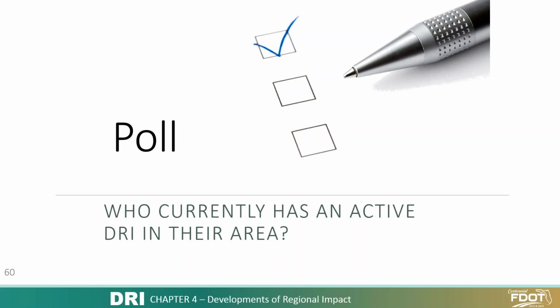But even then, I see 1, 2, 3, 4, 5, 6, 7, 8. You know, 8 out of 50 who have active DRIs in their area. So there's no poll. Jairo, I was just asking people to raise their hands. So I'll add your name to the hand that goes up there.